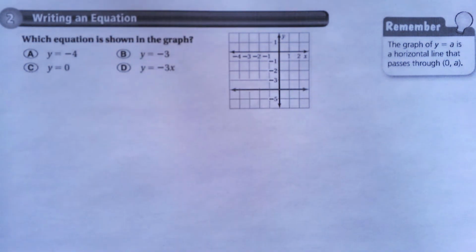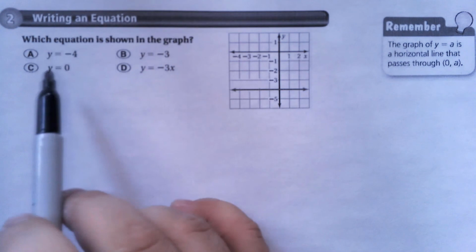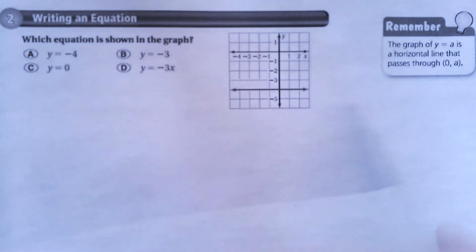Today we're talking about writing an equation again from a graph. So in this case, it's kind of like a standardized test. We're going to be talking about different strategies we can do. A couple of things that we can do immediately is we can start ruling out which ones aren't right or wrong.